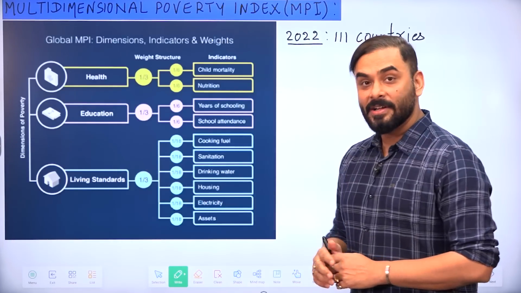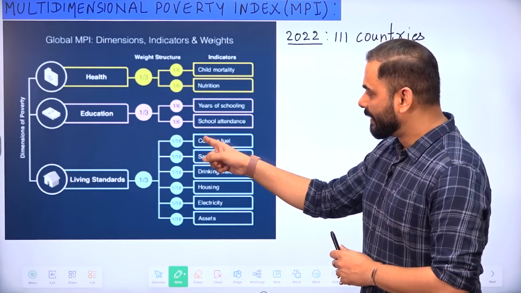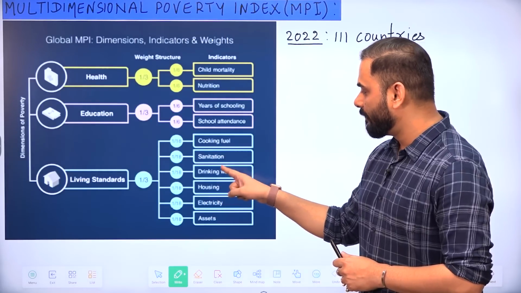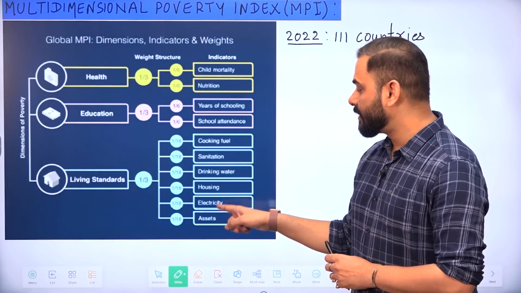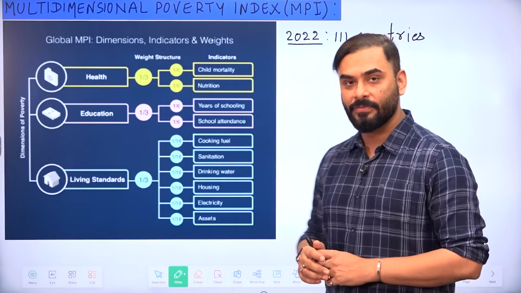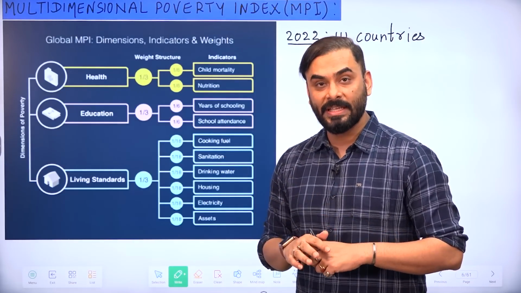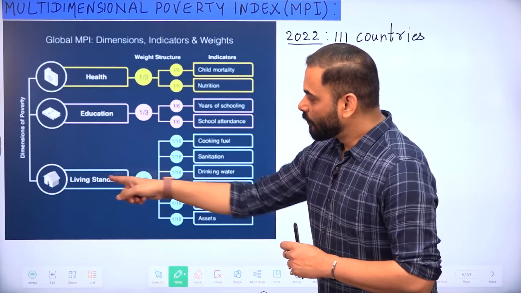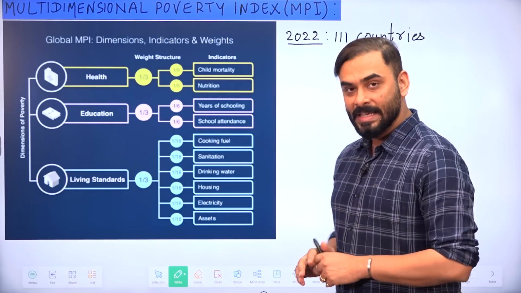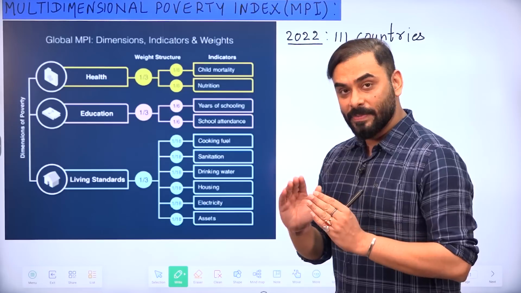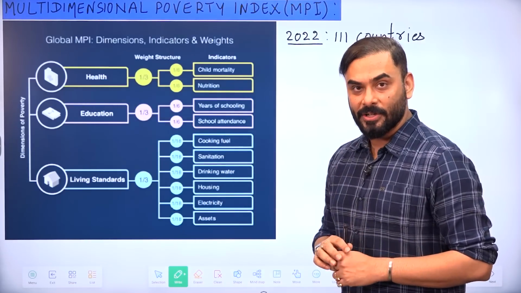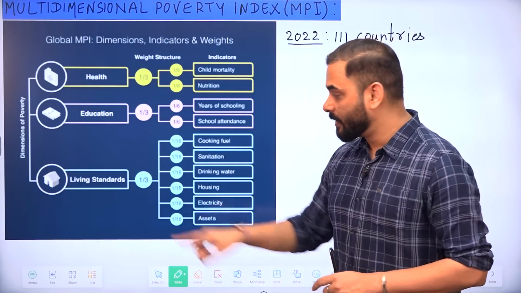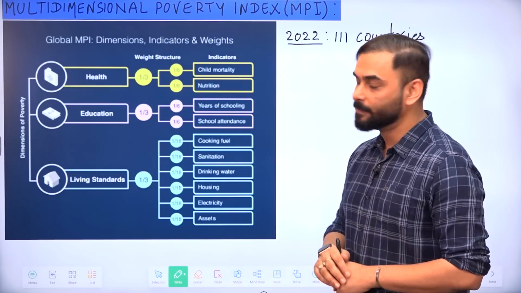Now, living standard is calculated based on these indicators. How many indicators are there? 6. 1, 2, 3, 4, 5, 6. For example, assets, electricity, housing, drinking water, sanitation, and fuel. If a person does not have access to these, then we say that living standard is very poor for that person and that person is poor. So living standard is divided into these 6 different indicators, which means all the 6 indicators are equally important. So the weight given to them is 1/18 each, because 1/3 is divided into 6 parts.